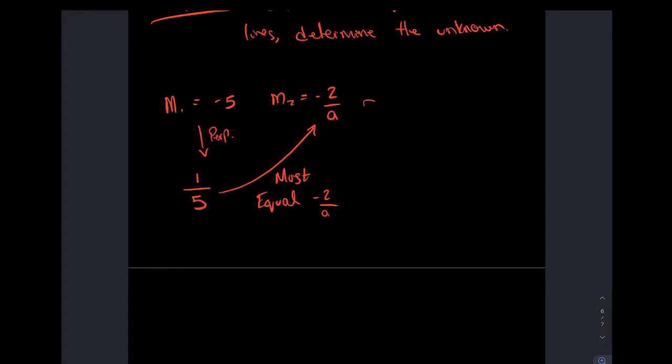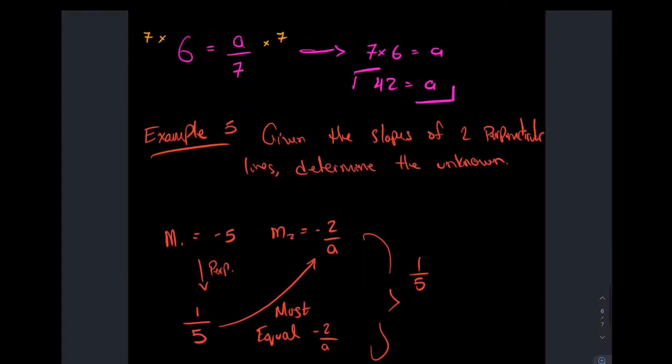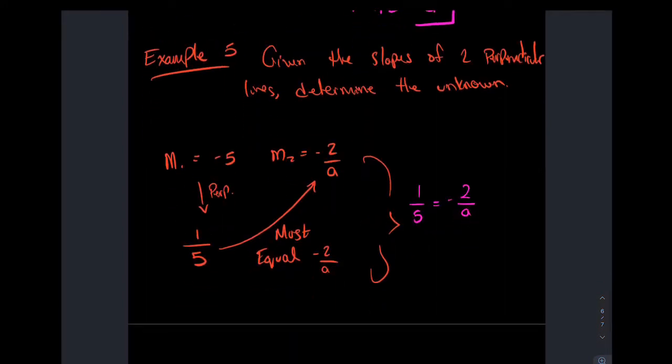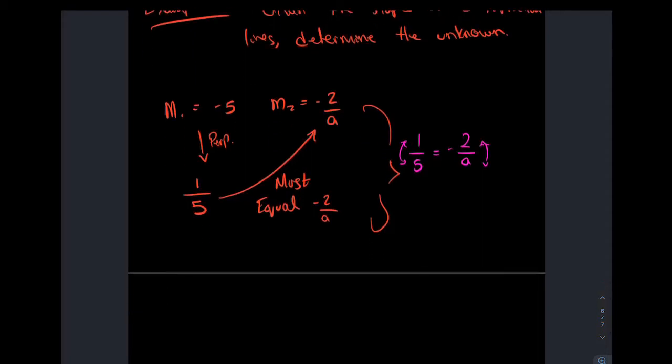So let's set those equal to each other. So we have 1 over 5 equals -2 over A. And you notice that a variable here that we need to solve for is in the denominator. It's kind of ugly. A trick that we can do is let's flip this fraction. But if we flip this fraction, we need to flip this fraction over here. So instead of 1 over 5, it's going to become 5 over 1 equals -A over 2.